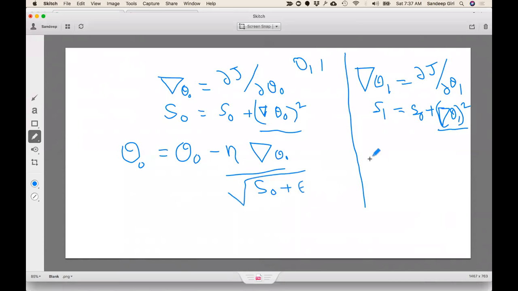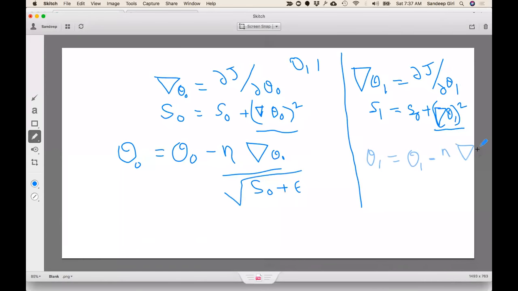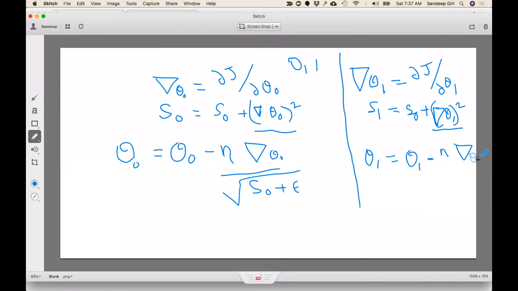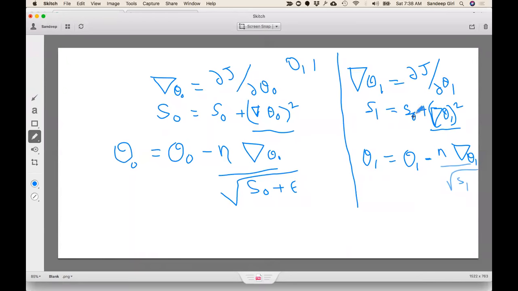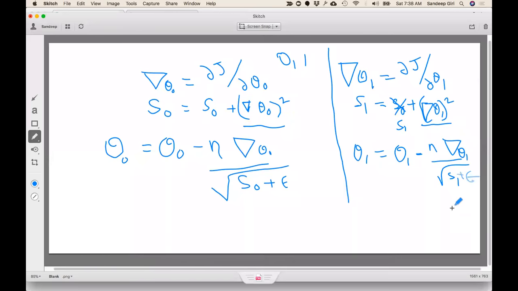So here on the other side, we'll have theta 1 equals theta 1 minus eta, and this is theta 1 divided by square root of s1. Okay, this is supposed to be s1. Okay, this is s1, and s1 plus a bit of epsilon, this tiny value.